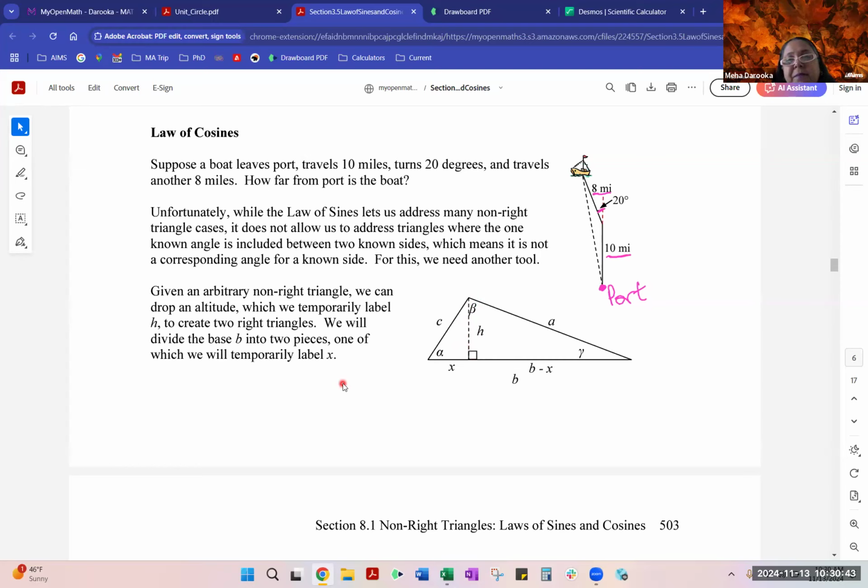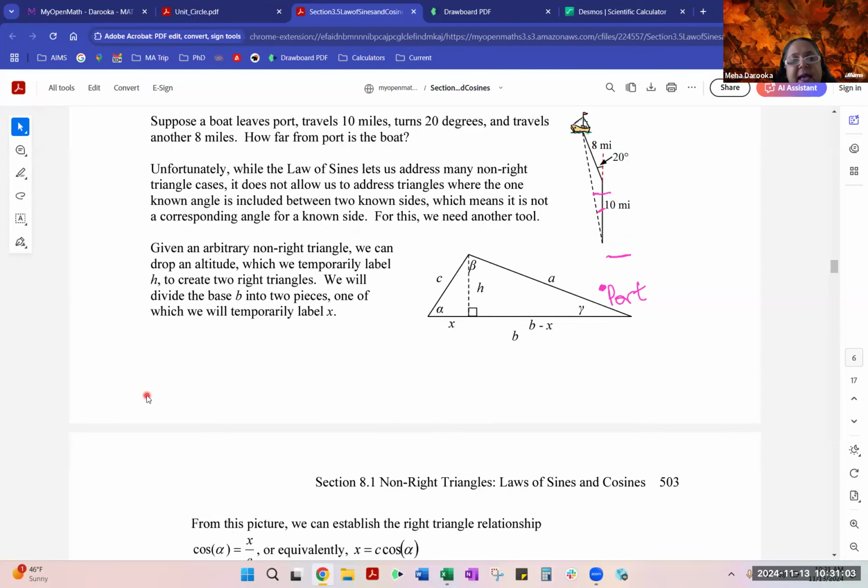And the bottom base can be broken up into two pieces also. So they're basically saying if the left-hand side measurement is x, then the right-hand side we can do b minus x, right? Because we're saying that entire length is b. So if that little section on the left is x, the right-hand side section becomes b minus x.